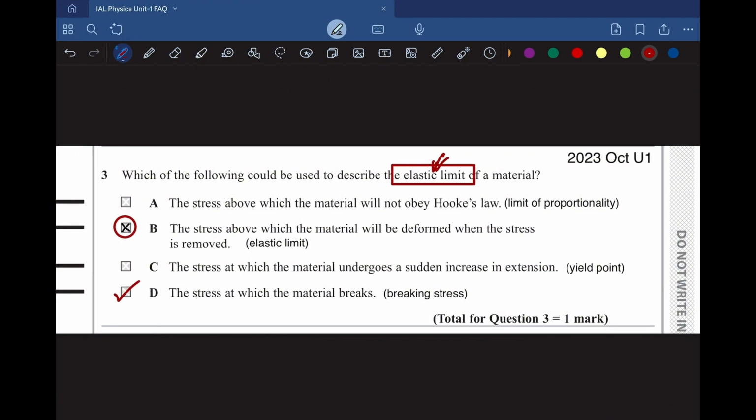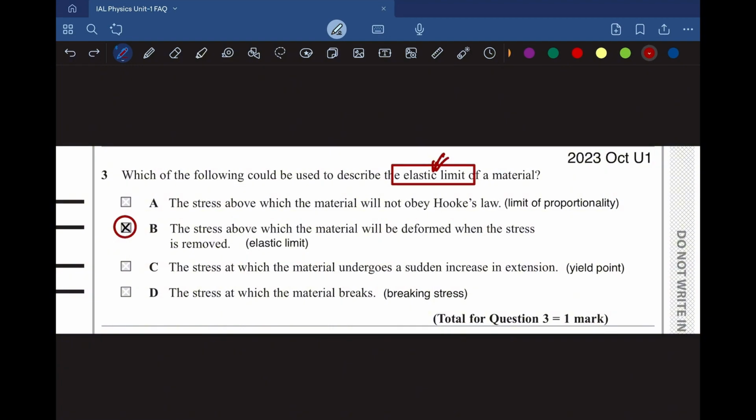Let's go through the question. Choice D says the stress at which the material breaks. So they are talking about the breaking stress. They are not talking about the elastic limit. It's true, the writing is true, but it's not what they have asked us. They have asked about the elastic limit, but it's talking about the breaking stress. The next part says the stress at which the material undergoes a sudden increase in extension. We know this is talking about the yield point, right? This is talking about the yield point.